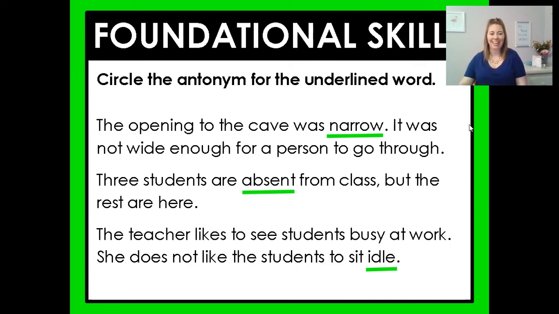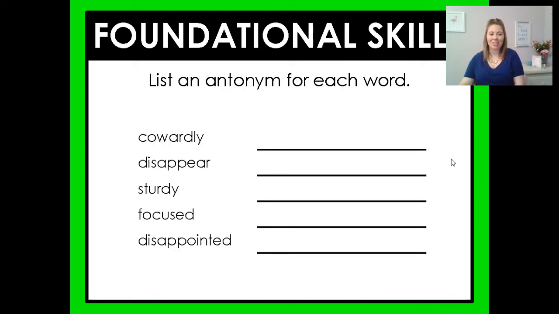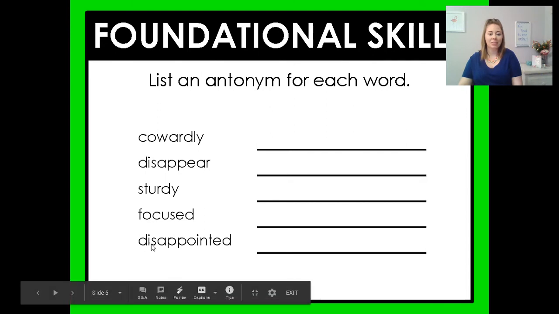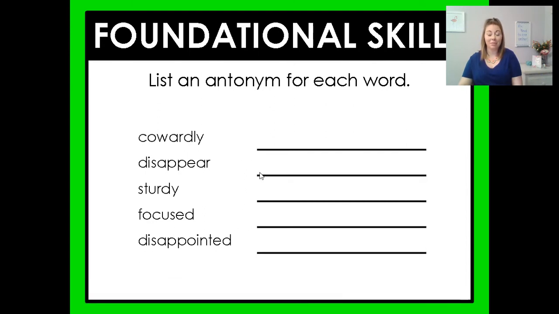All right, and then one other page that you can work on your own is listing an antonym, or the opposite, for each word. Again, I will just read these words for you real quick so you're familiar. So we have the word cowardly. It makes me think of The Wizard of Oz and the Cowardly Lion, so there's a hint for the meaning of that word for you. Disappear, sturdy, focused, disappointed. So you'll want to come up with an antonym that's the opposite of each of those words.